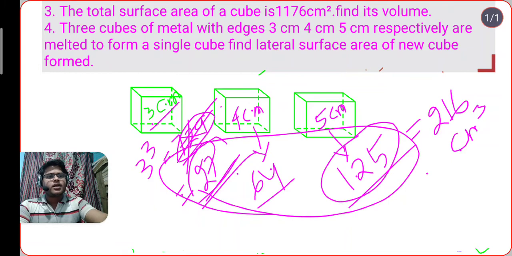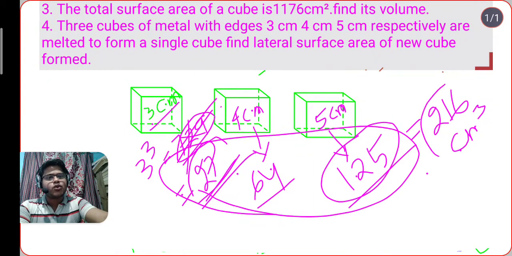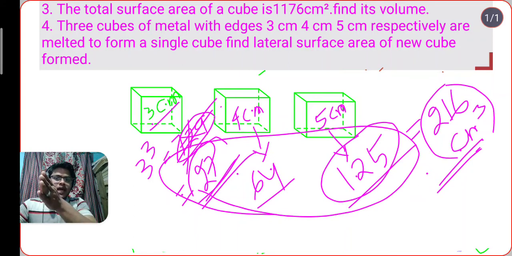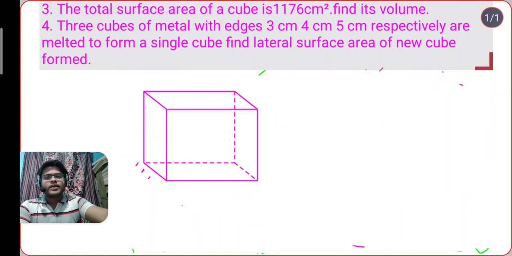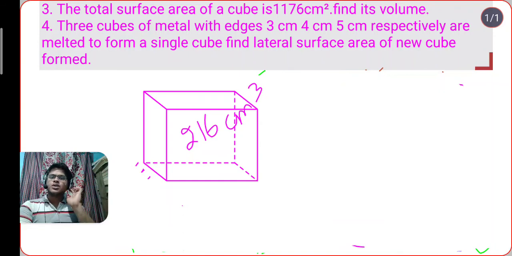So here the volume of the big cube is 216 centimeter cube, then what is the lateral surface area? First we have to go for the formula. The total volume is this one. So what is the volume formula? Suppose the edge or the side of the biggest cube is L. You have to take this assumption here. The volume we are getting after melting is 216 centimeter cube. Let the particular side or the edge be L.